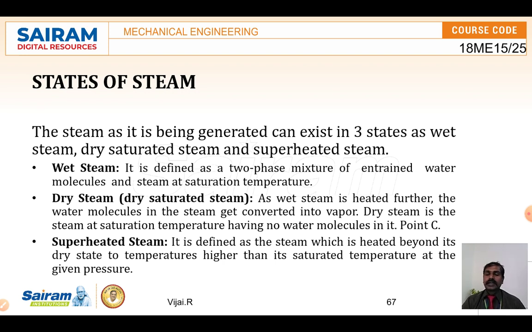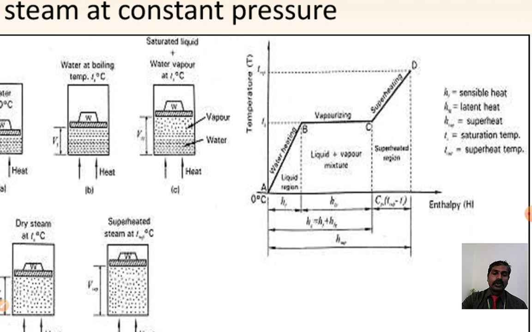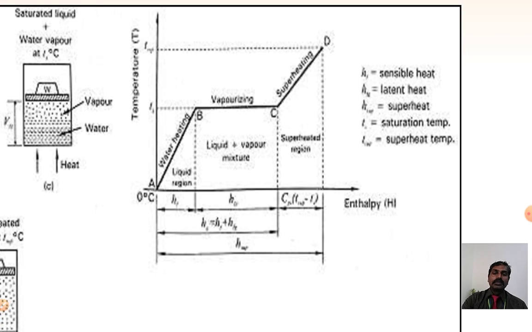If some heat is added to the wet steam, then slowly the water particles in the steam get vaporized. So a dry steam is getting formed, as we have seen at the point here. First wet steam, from the point B to C. So water is slowly vaporizing. So a liquid plus vapor mixture is there in between.